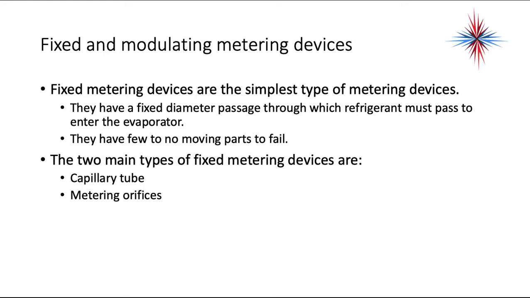Fixed metering devices are the simplest type of metering device. They have a fixed diameter passage for which the refrigerant must pass through to enter the evaporator. They have very few to no moving parts. The main types of fixed metering devices are capillary tubes and metering orifices.